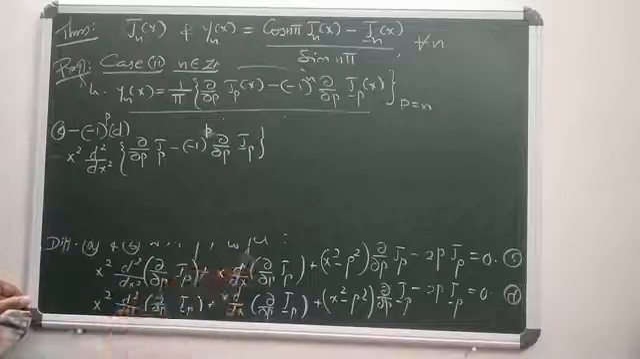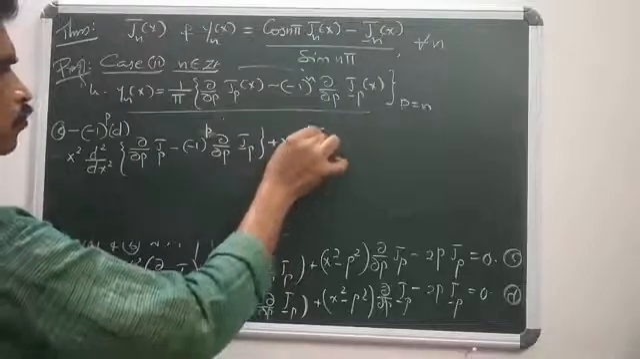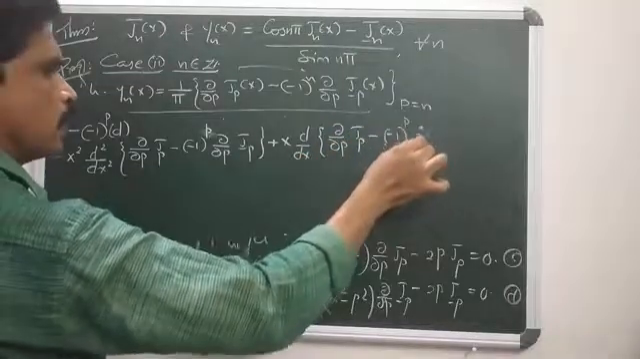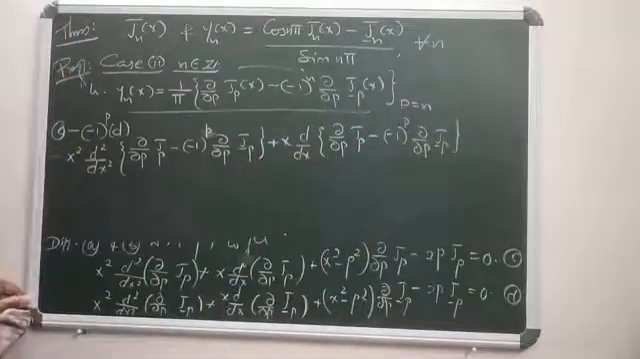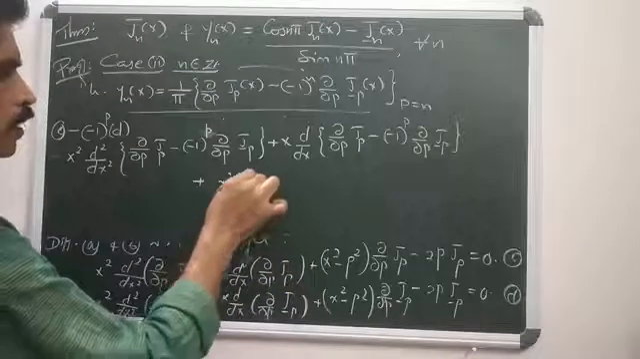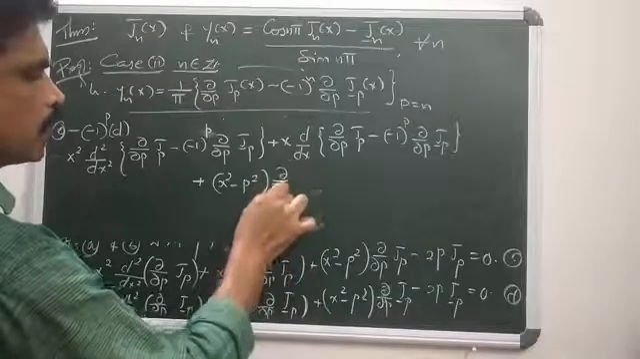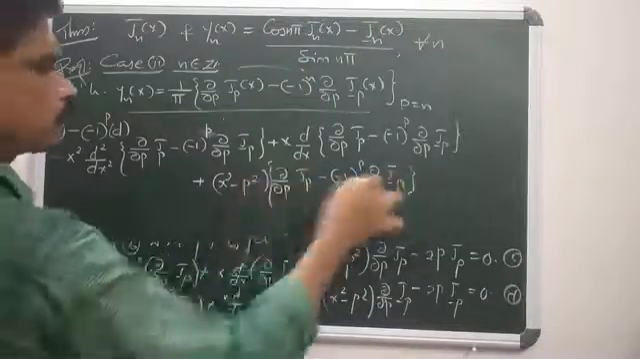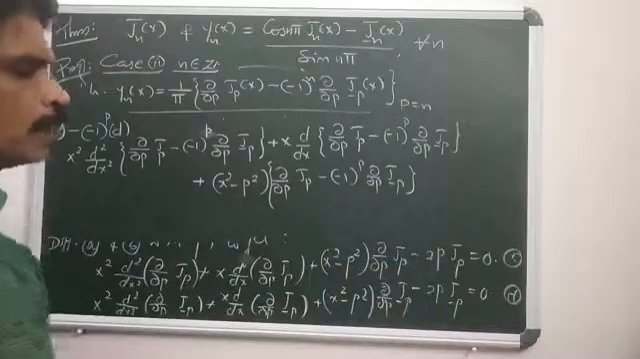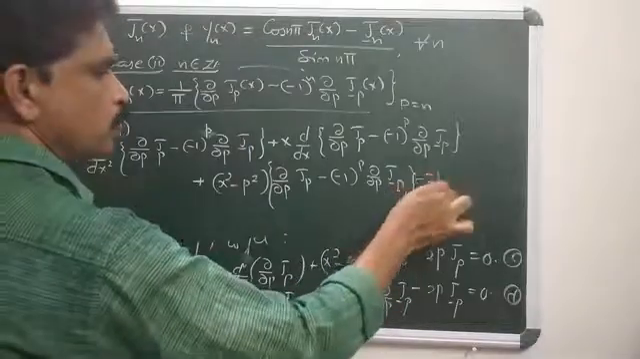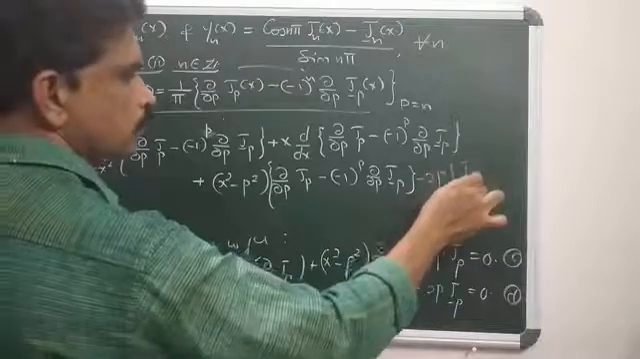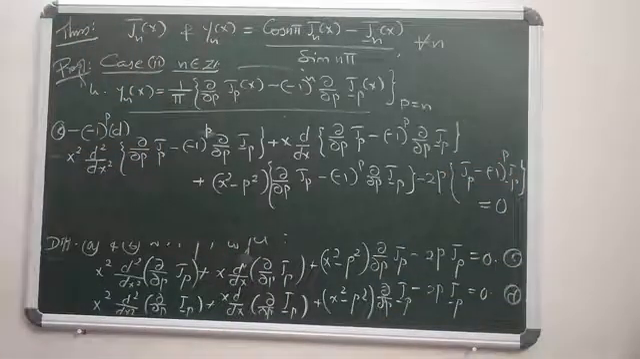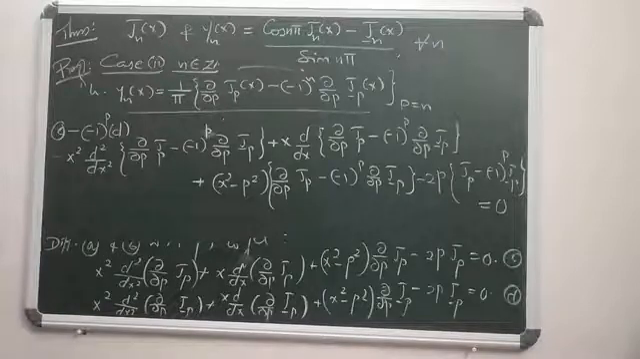Again from here, plus x into d by dx of del by del p of J_p minus (-1)^p del by del p of J_{-p}. Plus, again from here, x square minus p square into del by del p of J_p minus (-1)^p del by del p of J_{-p}. And minus 2p into J_p minus (-1)^p J_{-p} equals 0. This is C minus (-1)^p D.